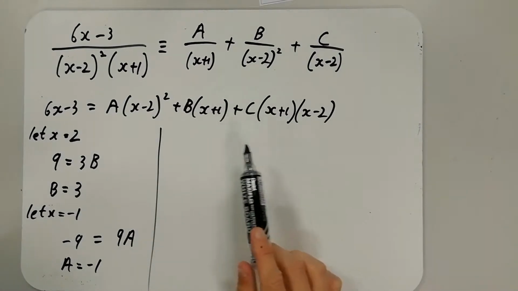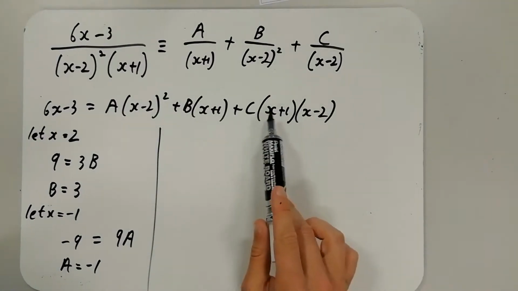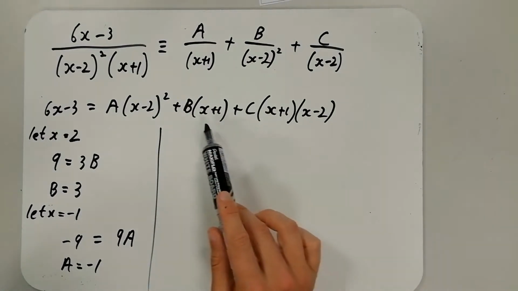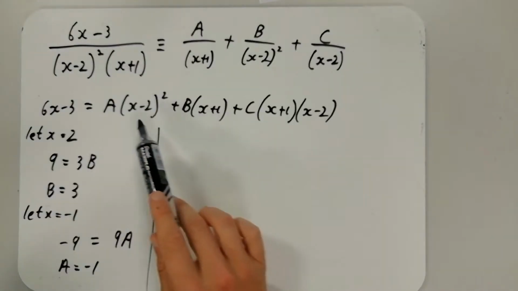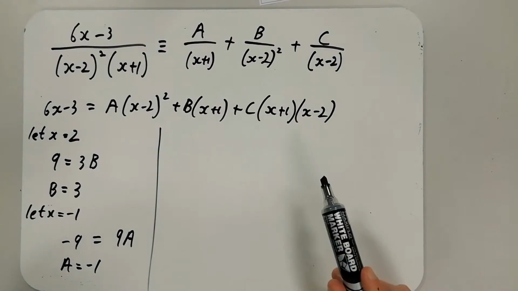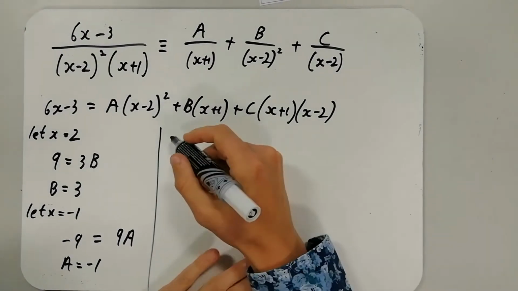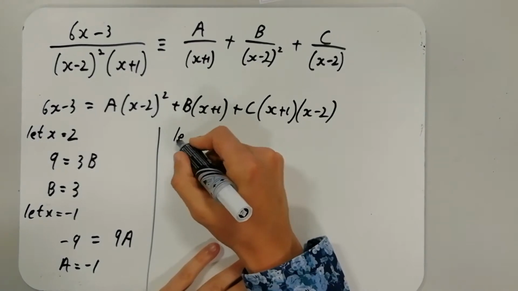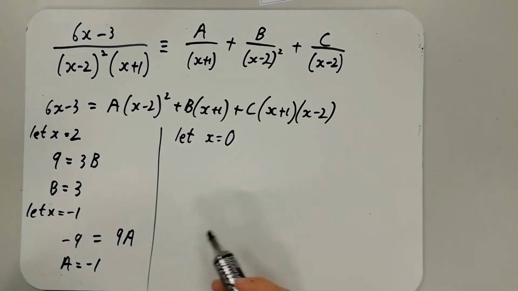Now I've got a slight issue, because I need to find my c. If I try to let x equal minus 1 to get rid of my b, I get rid of my c's. If I let x equal 2, again, I'll eliminate my c. So I can't do it as easily as I did before, but luckily I now know what a and b are. So I've got two options. I can just let x equal something nice. 0 is usually a good bet.